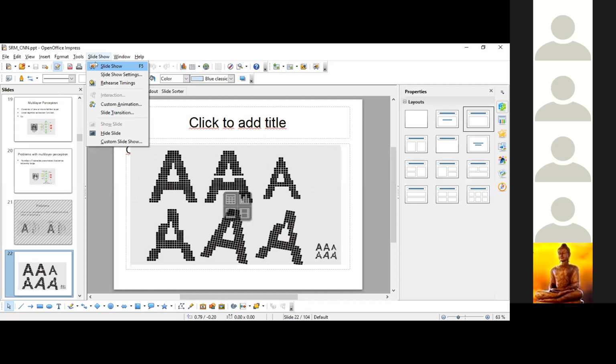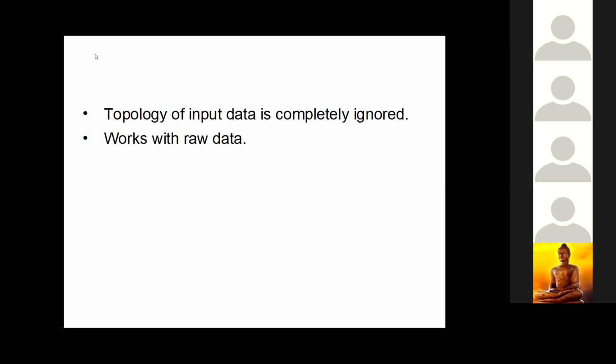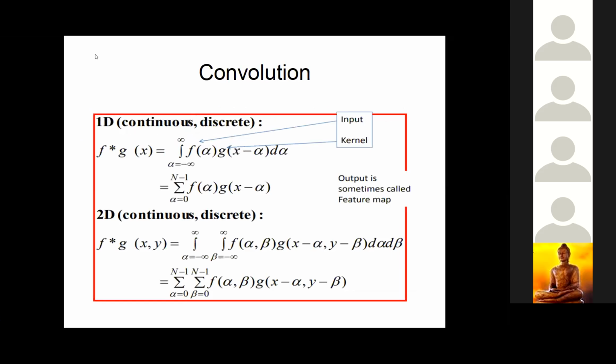So in the previous methodologies, we were not able to scale, modify, or tune various characters and detections, or the accuracy would have degraded in such scenarios. So the topology of input data is completely ignored in the previous methodology. To avoid these issues, we just introduce a parameter called convolution.